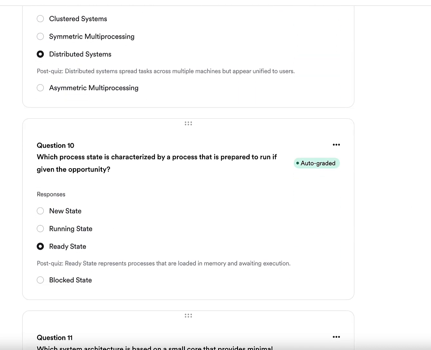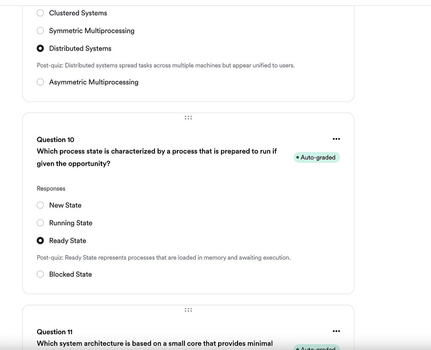Question 10, which process state is characterized by the process that is prepared to run if given an opportunity? Okay, if you're like me, put me in coach. I'm ready to play. What's the song? Yes, you're old like me.